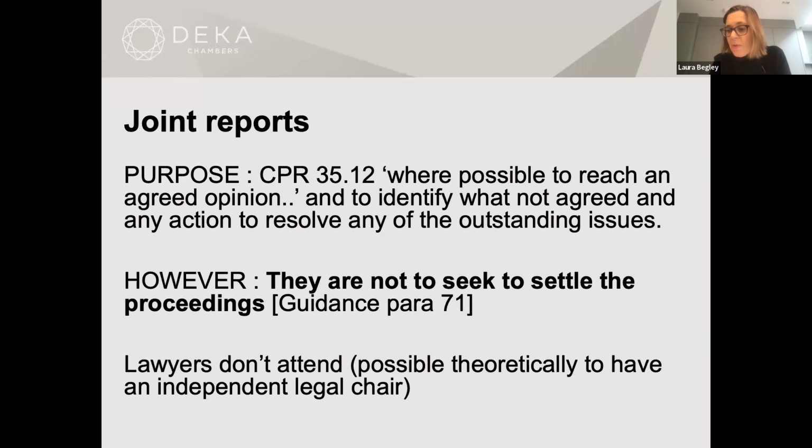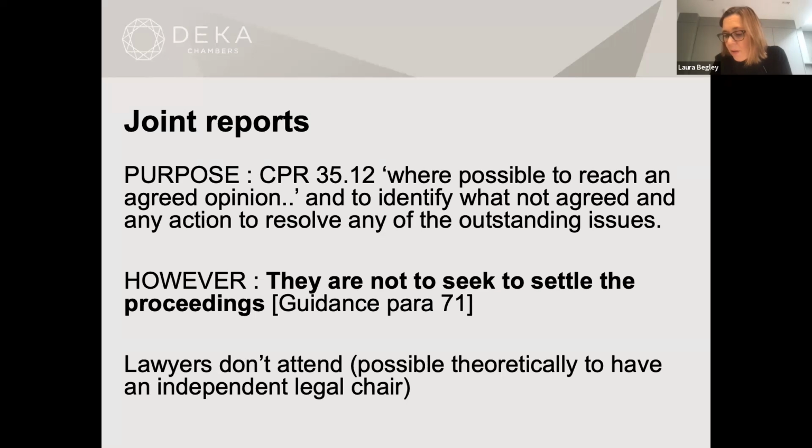It is their job to identify and discuss the expert issues in the proceedings, and then where possible to reach an agreement on those, or to reach an agreed opinion on those issues. So they're not to seek to settle the proceedings, and it's very important that they understand that.